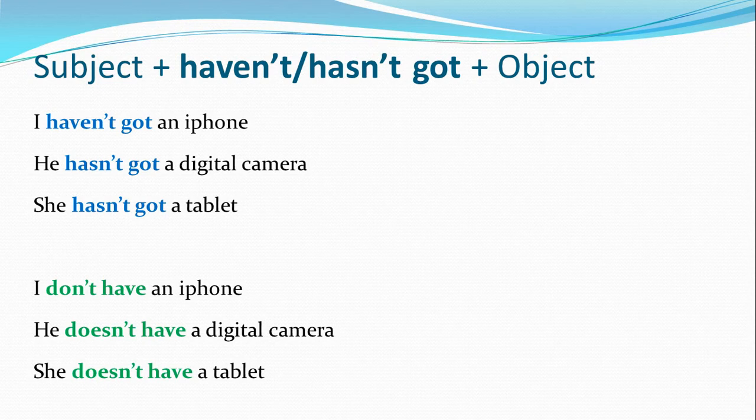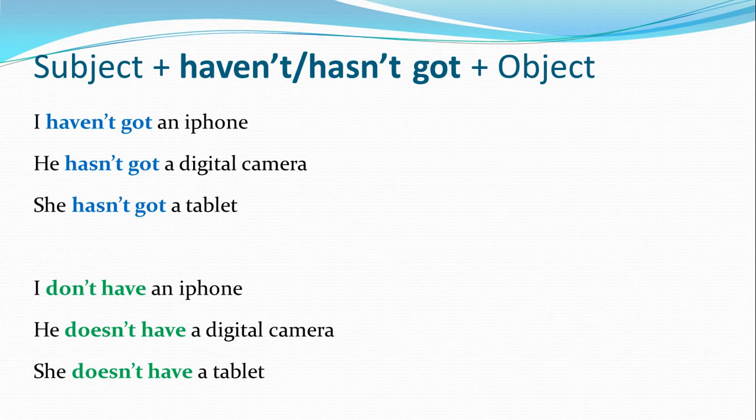So we need the auxiliary verb do or does to change it into negative. You see the example? I don't have an iPhone. He doesn't have a digital camera. She doesn't have a tablet. So we can say I haven't got an iPhone, or we can say I don't have an iPhone. He hasn't got a digital camera, or he doesn't have a digital camera. She hasn't got a tablet, or she doesn't have a tablet.